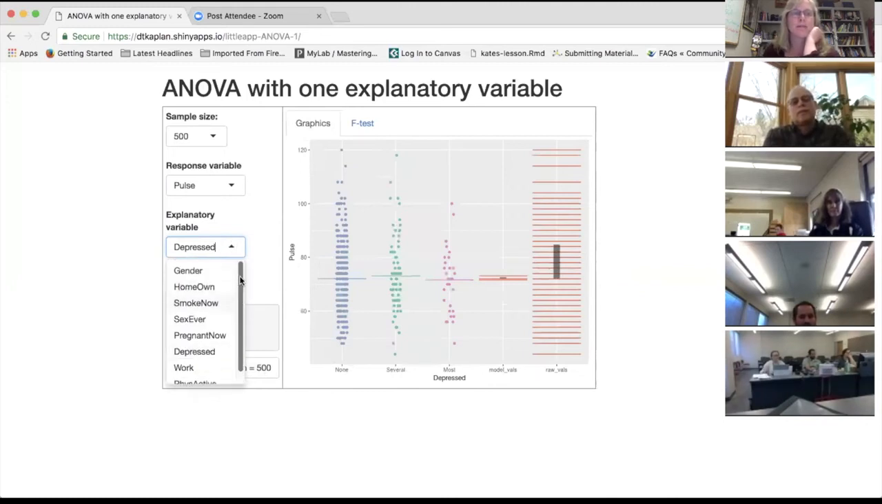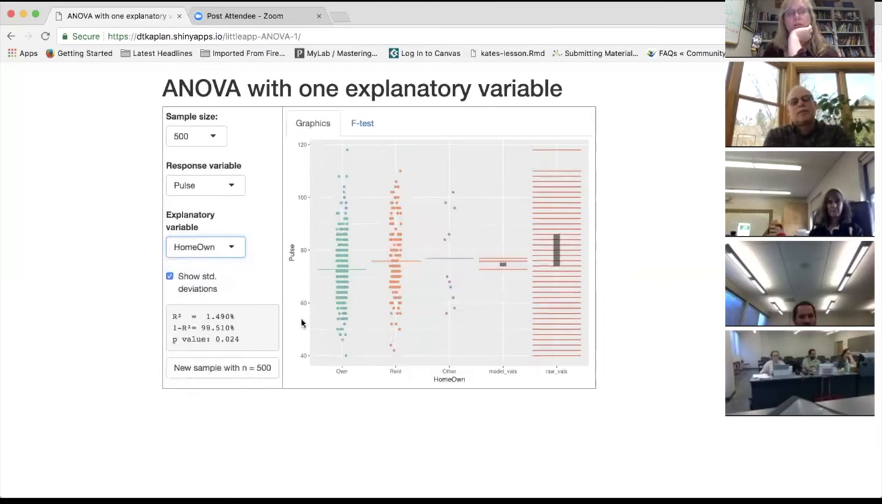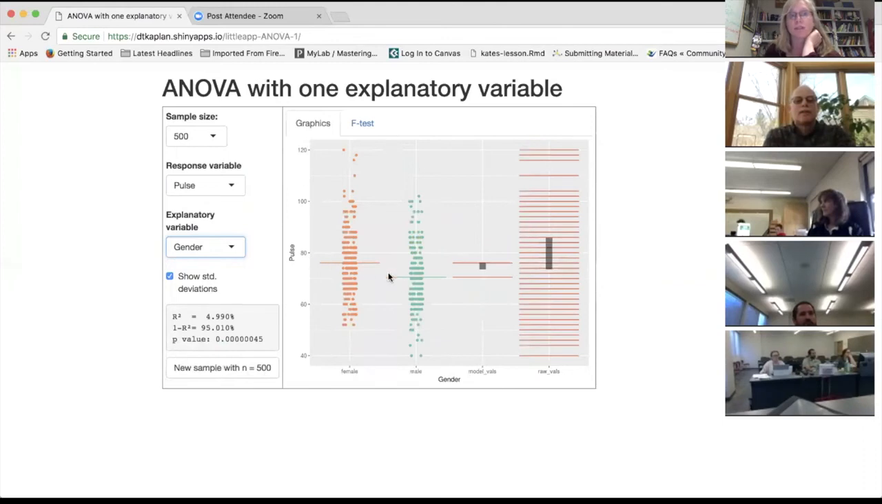But depressed, again, there's other choices you can do. You can look at the different ideas. You can do home ownership and whether or not they own or rent or some other thing they may be doing. You can also look at gender and what the pulse rate is for gender. Now with gender, there's only female, male.